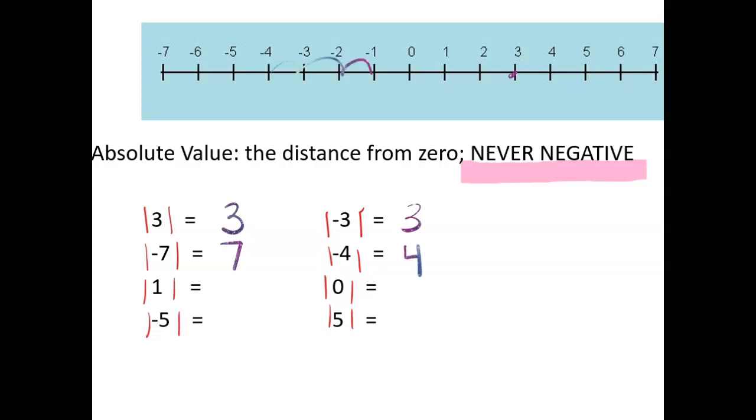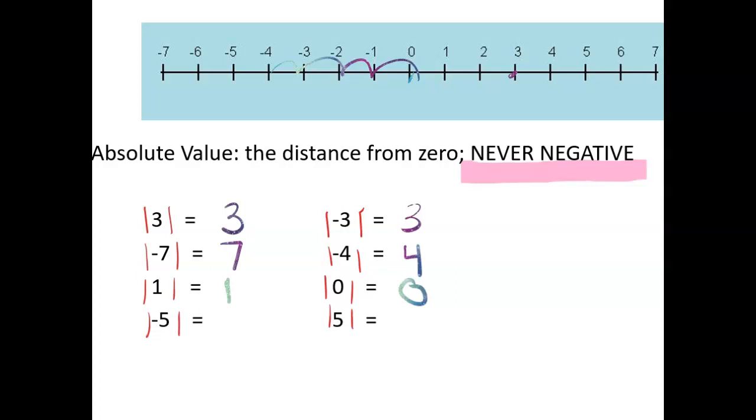It's 1, 2, 3, 4. We're just 4 spaces from 0. So that's why the absolute value is 4. The absolute value of 1 is just 1. The absolute value of 0 is 0. It's just going to be 0.